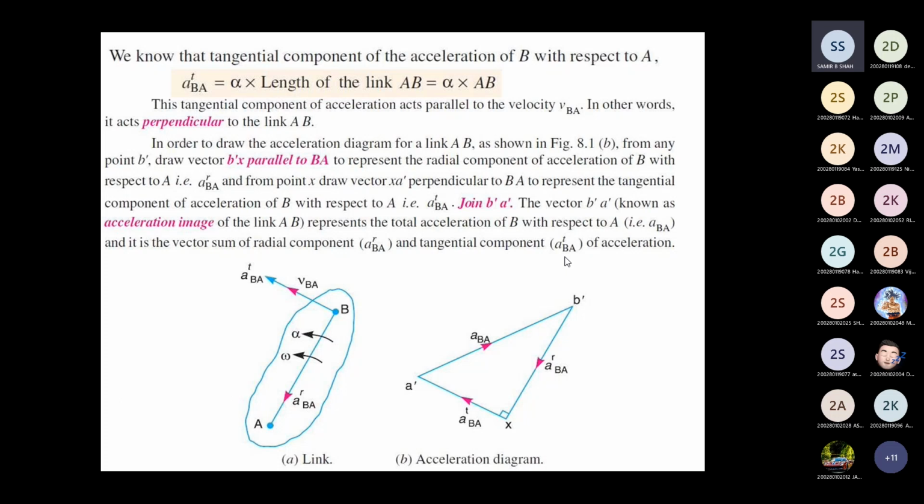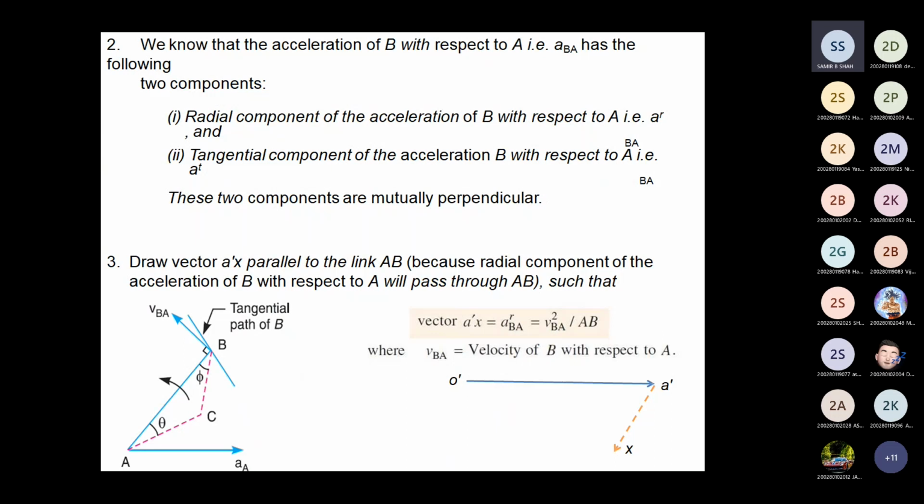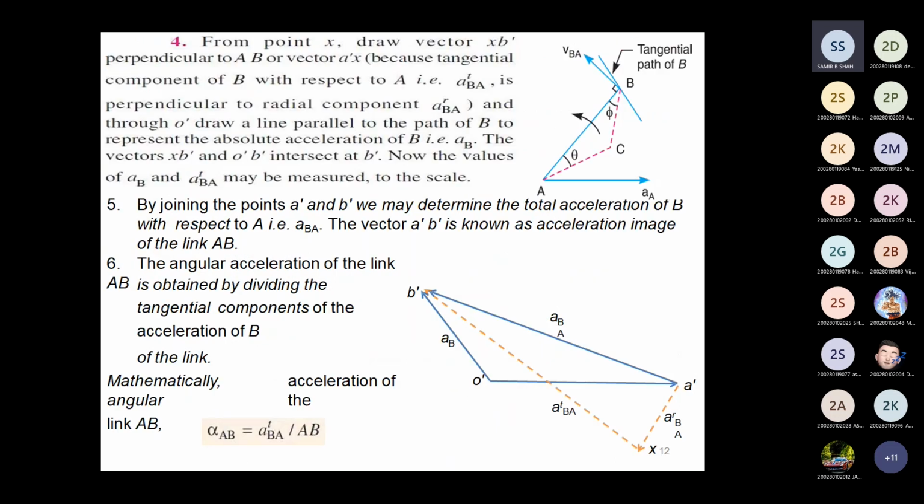And if we talk about the acceleration diagram, there are two parts, as we know very well. First is the radial part, and second one is the tangential part. The radial part must be parallel to the space diagram, and the tangential part must be perpendicular to the space diagram. So based on that, we draw the parallel and perpendicular radial and tangential parts.